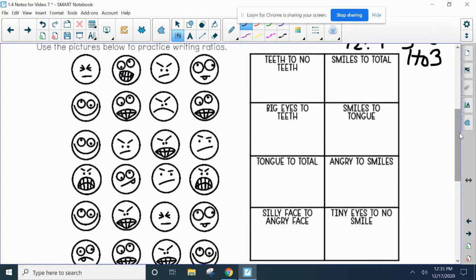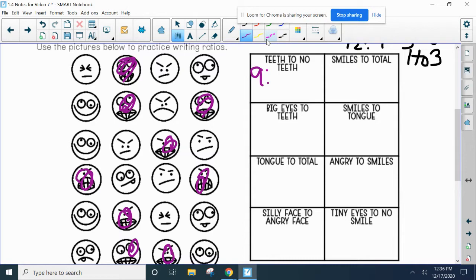All right, so now we're going to use these pictures to practice writing ratios. So on our first one, we have teeth to no teeth. So I have 1 teeth, 2, 3, 4, 5, 6, 7, 8, 9 teeth. So 9 teeth. And I'm going to write this small in case I have to simplify it. So 9 teeth to, I'm going to do a colon, I'll mix it up a little bit, 9 teeth to no teeth. Well, they either have teeth or they don't.